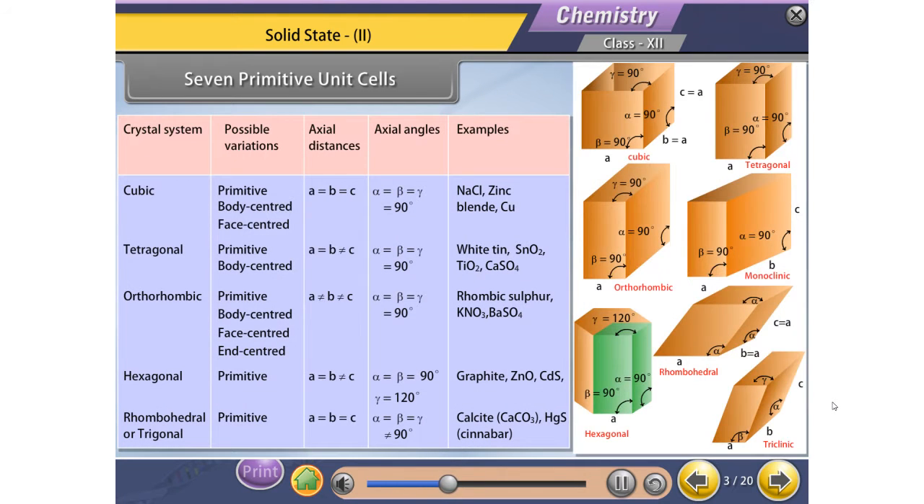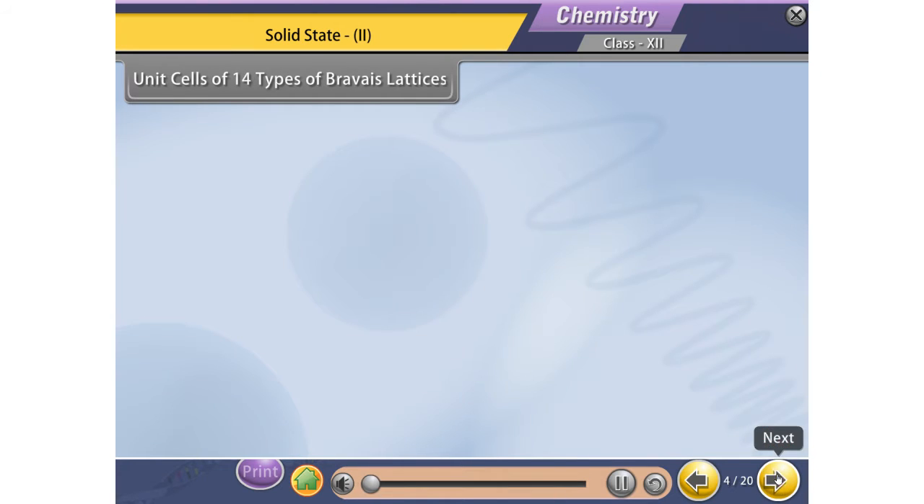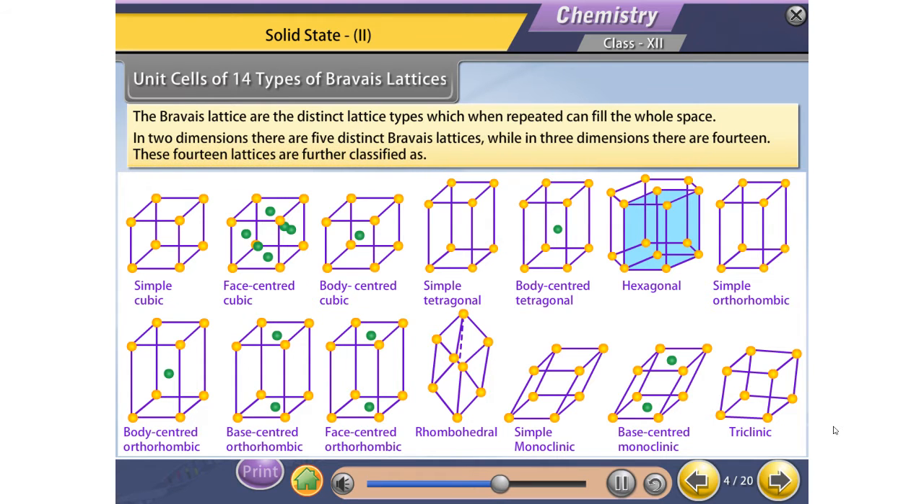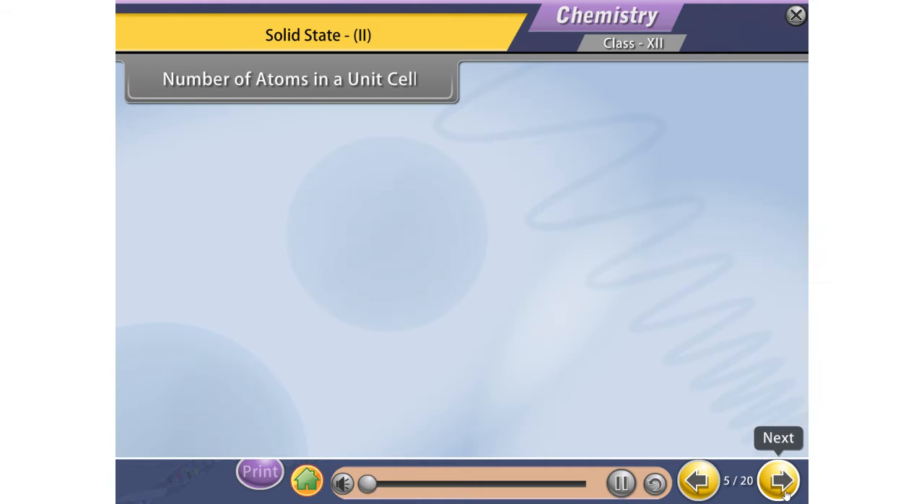Seven primitive unit cells. There are 7 types of primitive unit cells. Their characteristics, along with the centered unit cells they can form, have been listed in the table. Unit cells of 14 types of Bravais lattices. The Bravais lattices are the distinct lattice types which, when repeated, can fill the whole space. In 2 dimensions, there are 5 distinct Bravais lattices, while in 3 dimensions, there are 14. These 14 lattices are further classified by the number of atoms in a unit cell.